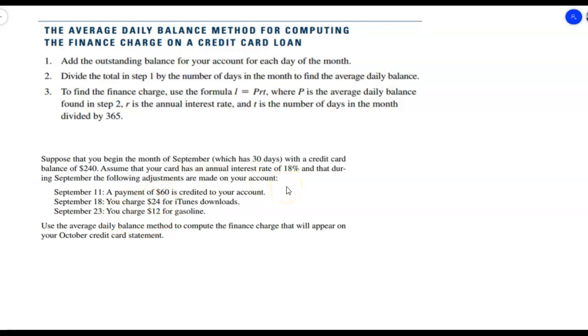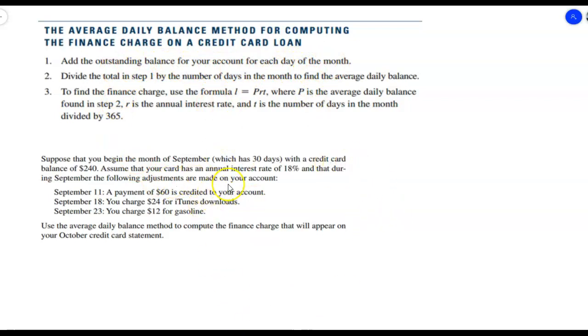So the idea here is that we're going to be trying to find our average daily balance. By doing that, we're going to take the balance of each day, add them all together, and divide by 30 in order to find the average daily balance. But we're going to do it a little bit differently here, so hopefully you can get what we're doing. It says add the standing balance for your account for each day of the month.